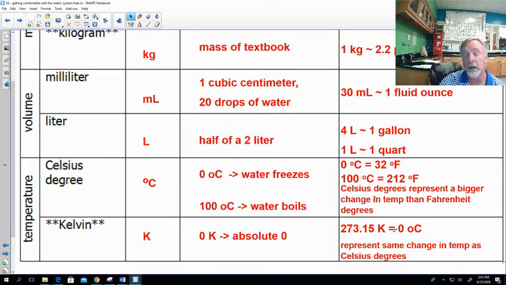Now, the last thing to point out here is that if something goes up a degree Kelvin, that's the same thing as going up a degree Celsius. Their size is the same. Just that scale is shifted. 0 for Celsius is at the freezing point for water, and 0 for Kelvin is at absolute 0, the coldest temperature anything can get.